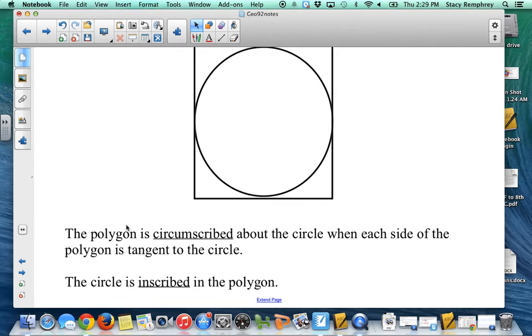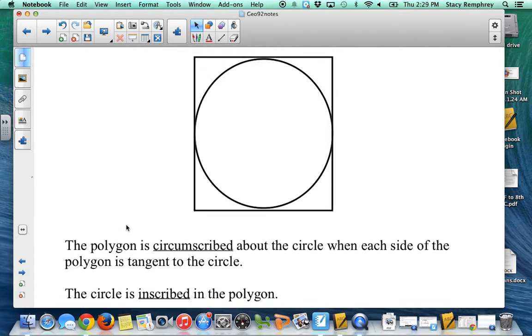This is using some of the similar vocabulary we used before. The polygon is circumscribed about the circle when each side of the polygon is tangent to the circle. So if they say this quadrilateral is circumscribed about the circle, what you then know is that all of these segments are tangent to the circle. And if you look here, these are two segments drawn from a common point, so that would mean these two parts are equal, these two parts are equal, and you can work your way around.